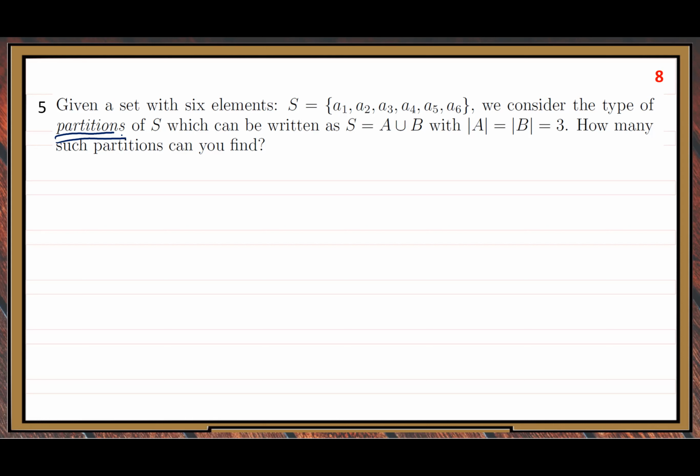which can be written as S equals A union B. All right? With cardinality of A, the number of elements in A, we use that. Vertical bars, absolute value representation, we call it cardinality. The cardinality of A equals the cardinality of B equals 3. How many such partitions can you find? So it's a counting question. All right, partition.